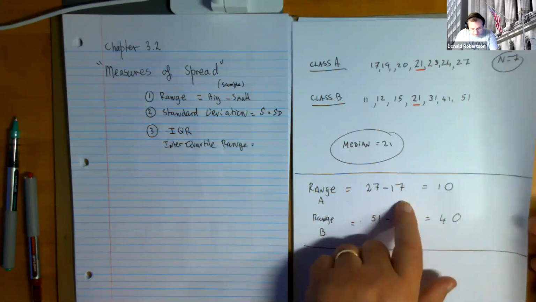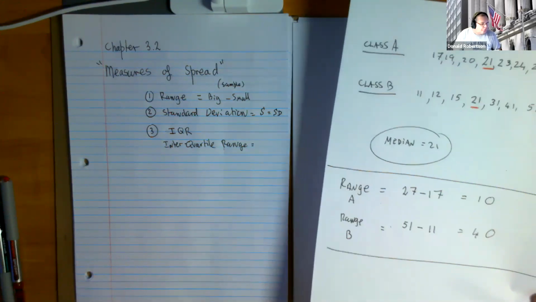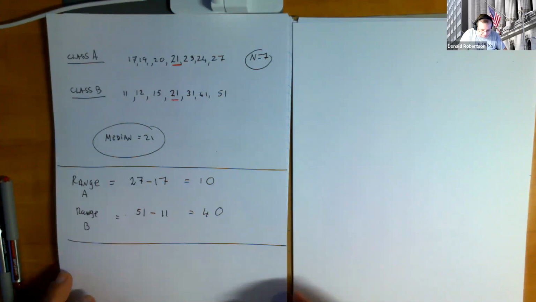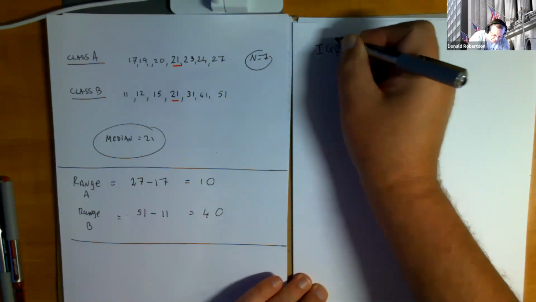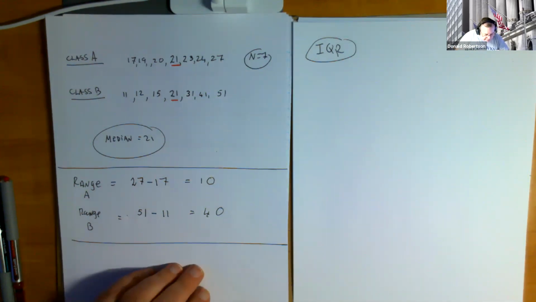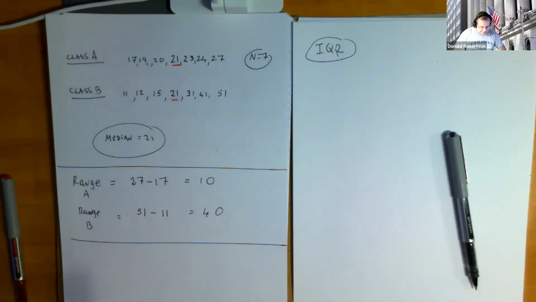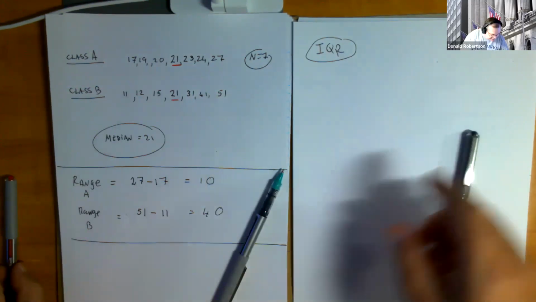Okay, and we'll talk later about why the range, apart from being easy to get, is not really used much because of that. So the second one I'm going to show you how to do is called the interquartile range, IQR for short. To do this, I take my data set, which you can see has 7 numbers, and then you find the median, which is this one here.